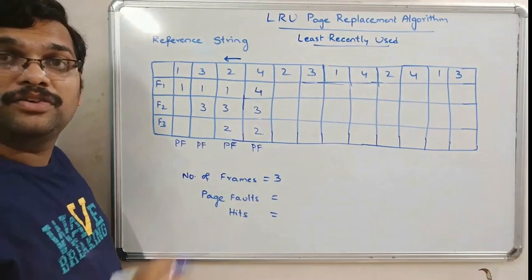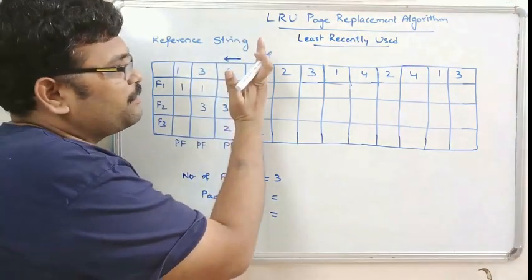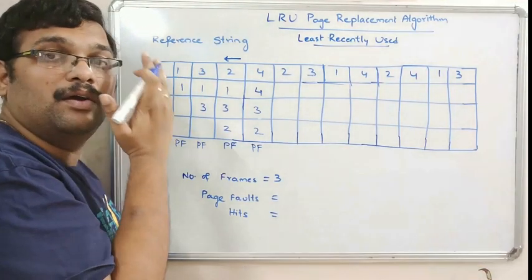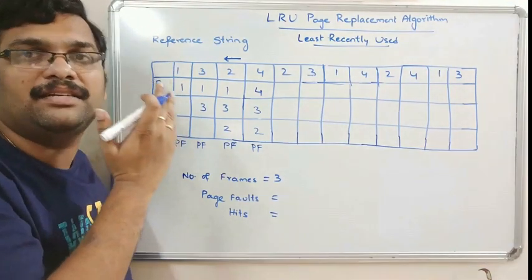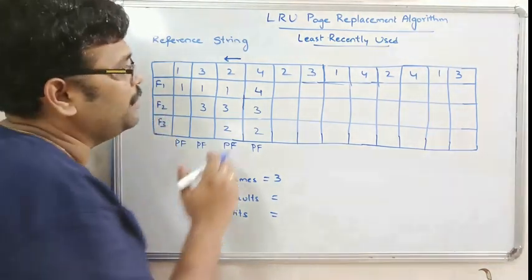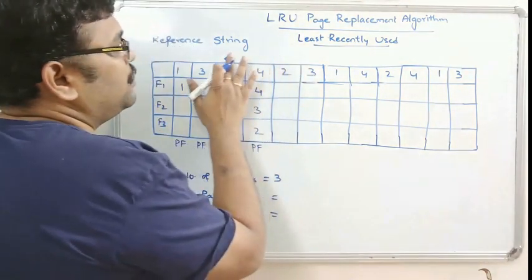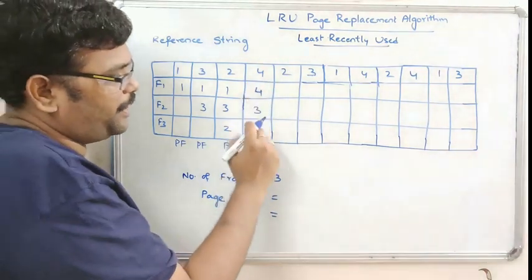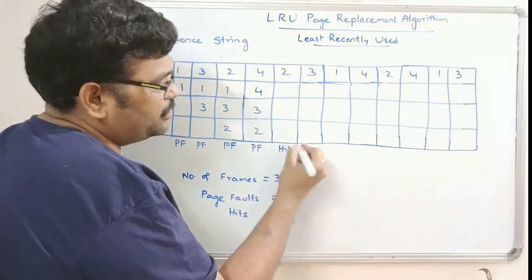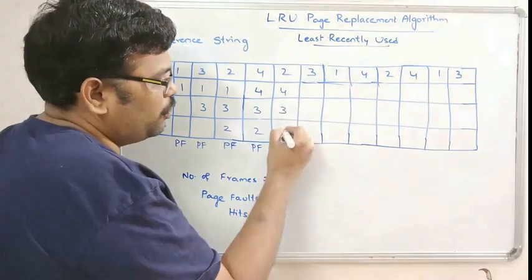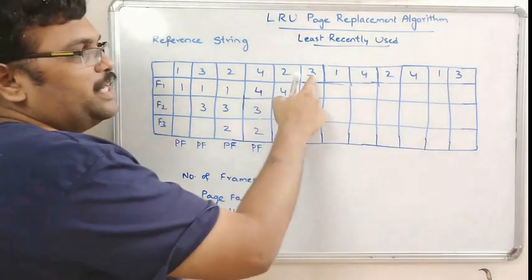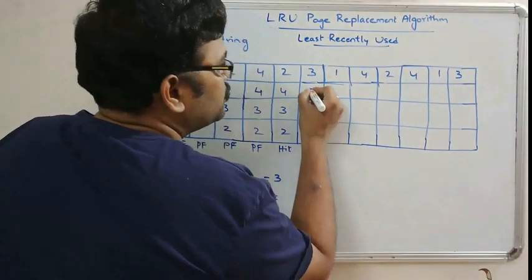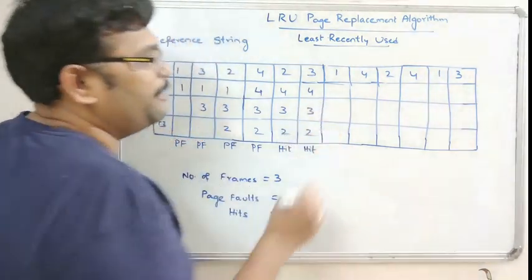Hope you understood. So travel from the required page towards the leftmost and find out which page is the least recently used. Coming to this 2. So 2 is already available in the frame, main memory. So it is a hit. So no change will be done, no replacement will be done. 3 is also available in here. So again it is a hit. No change will be done, no replacement will be done.